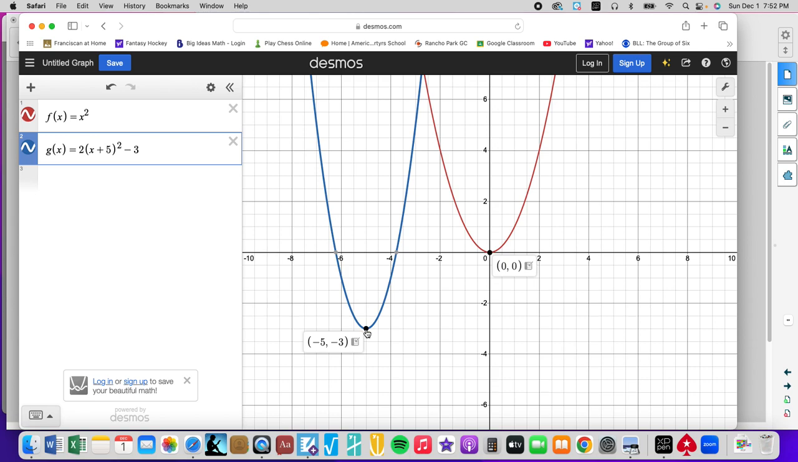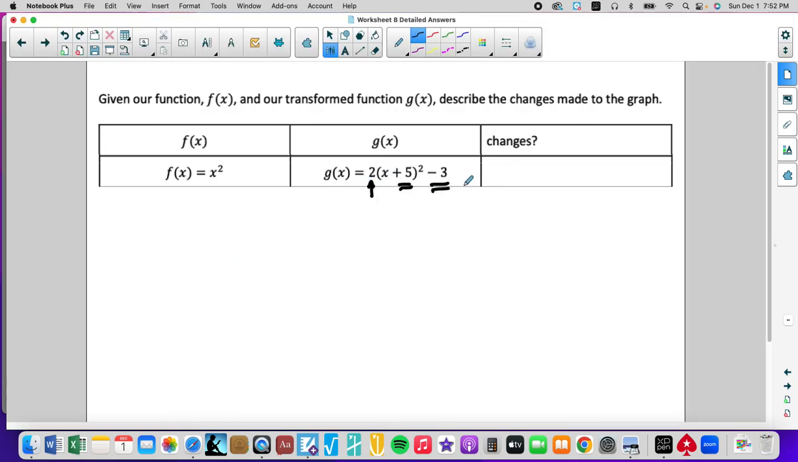So how do we know that? And it got more narrow, because it's going to be multiplied by 2. So what do each of these do? Well, this is always going to be my y, so that's my y-axis. That always tells me whether I'm going up or down. So I went down 3. So one of the changes is down 3.